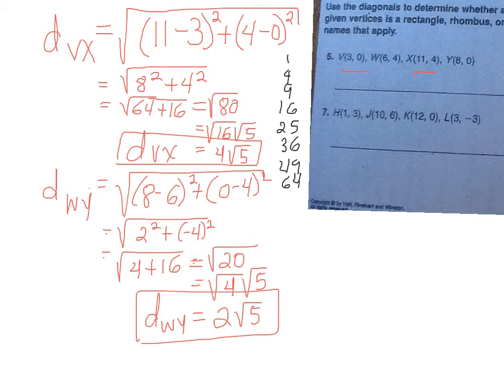So what can you say about the distances? If they're different, then is that going to be a rectangle? No. So this is not a rectangle, okay? So here, not a rectangle.